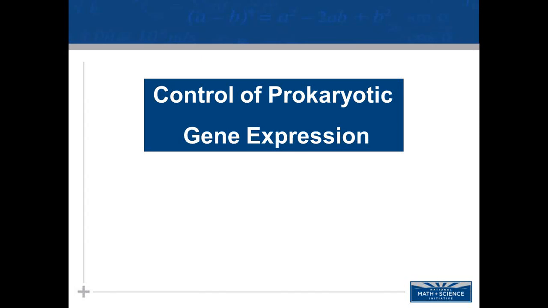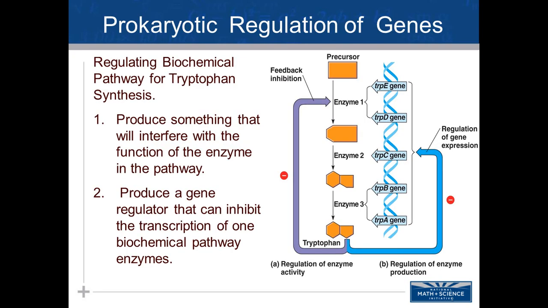Hi, I'm Carol Leibel, and today we're going to examine how prokaryotic cells regulate genes in the expression of their proteins. This is a biochemical pathway in which a precursor molecule undergoes a series of enzymatic reactions to produce a product. That product is the amino acid tryptophan. And as you can see, there are 5 enzymes that are needed in order for tryptophan to be made.